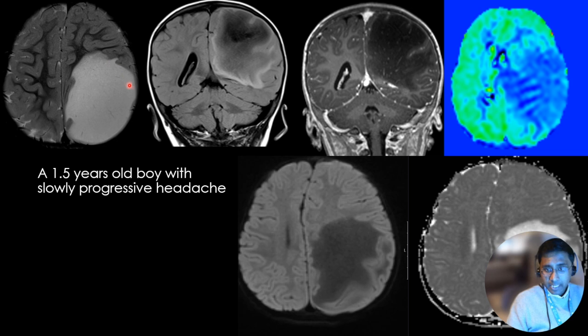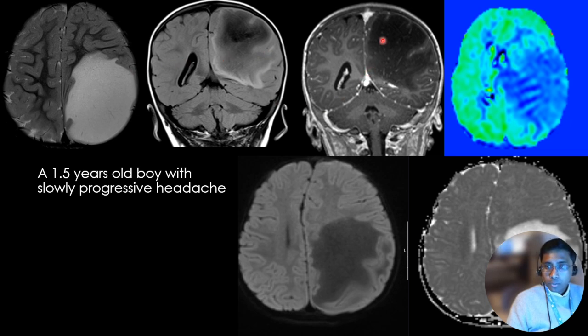The margins appear relatively well defined. And if you look at the FLAIR and the T2 and compare both these images, you see that there is an incomplete suppression on the FLAIR. So this is what we see in the adult IDH astrocytomas. So we have the T2-FLAIR mismatch. That is something which is typically seen in this tumor.